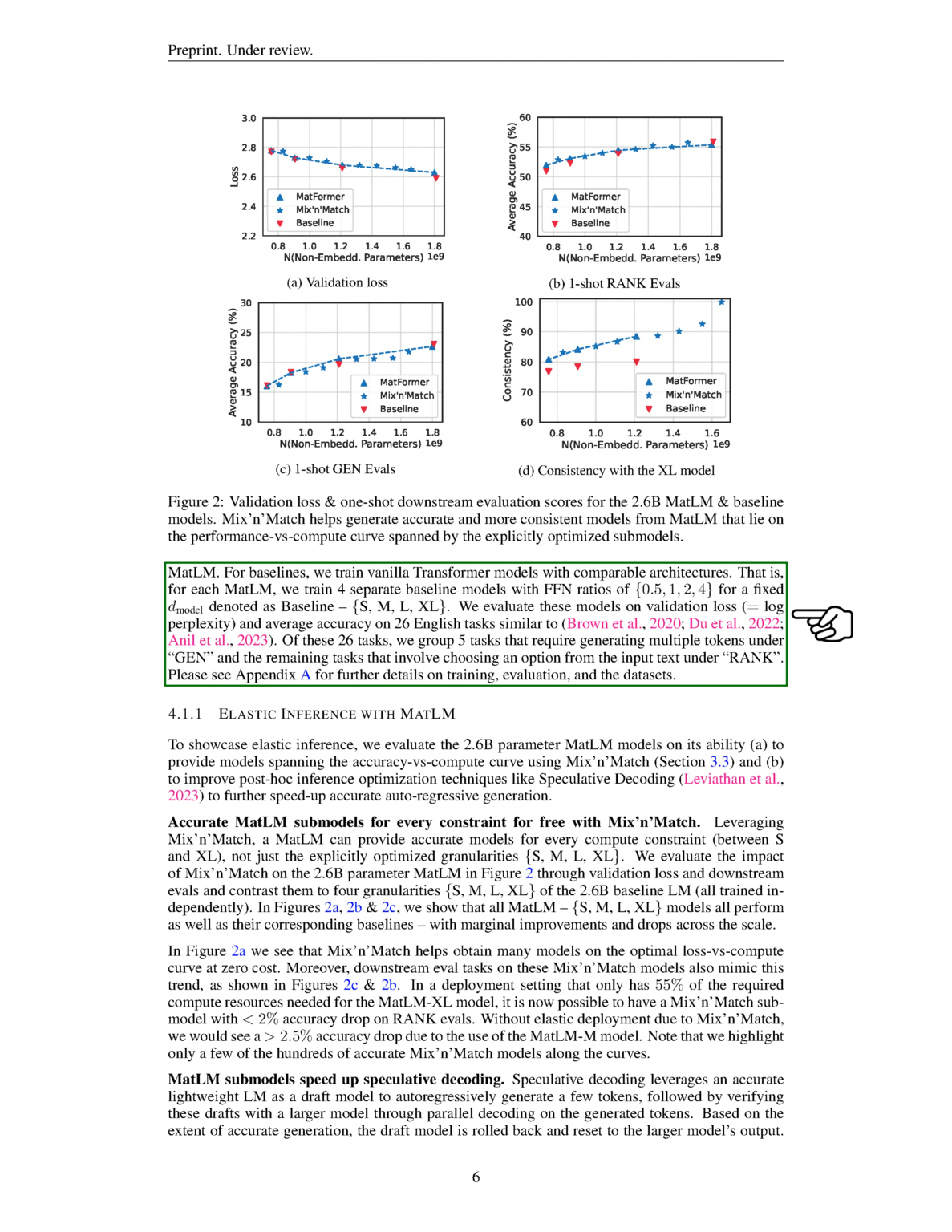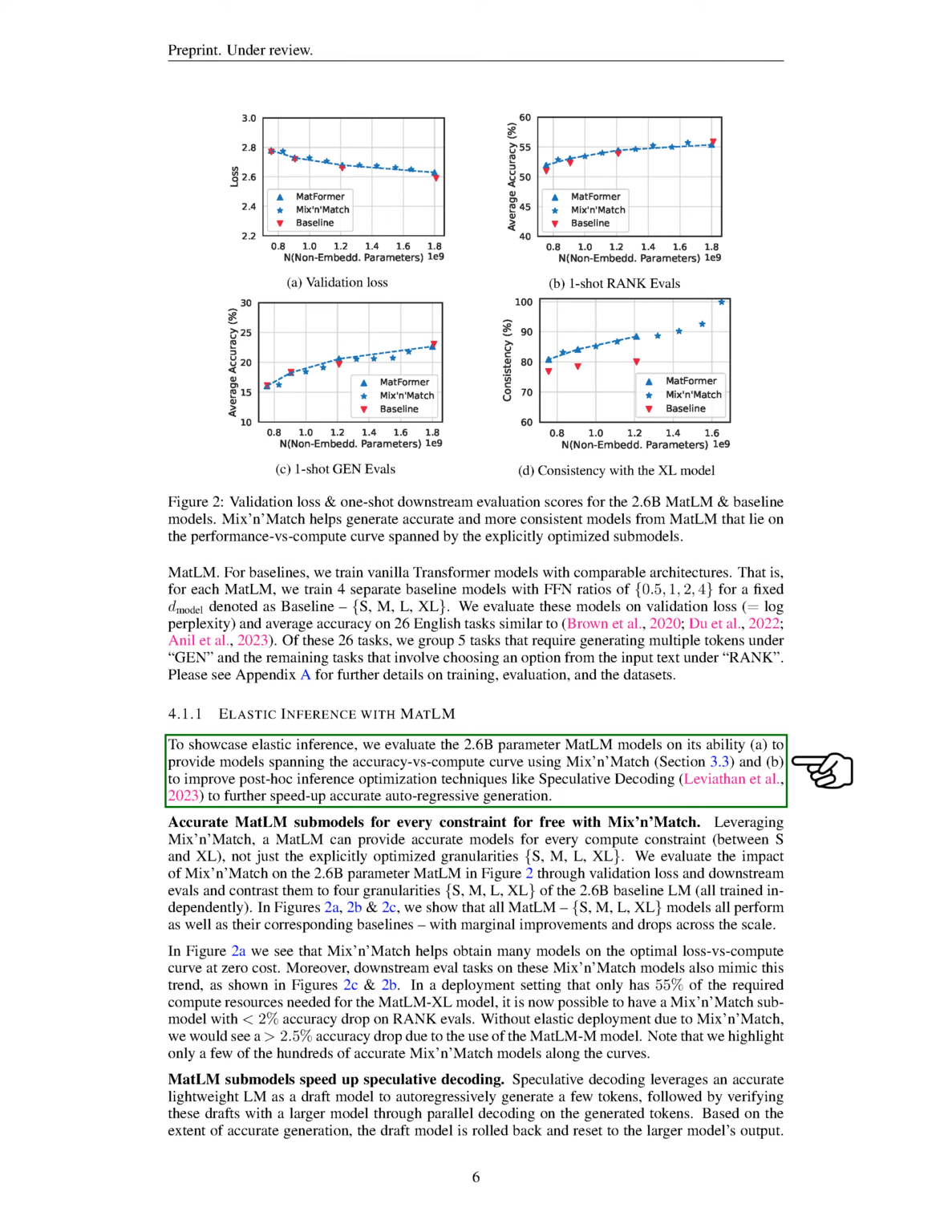For comparison, we've trained standard transformer models with similar architectures. For each MatLM, we've trained 4 separate baseline models with FFN ratios of 0.5, 1, 2, and 4. We've evaluated these models on validation loss and average accuracy on 26 English tasks. Out of these 26 tasks, we've grouped 5 tasks that require generating multiple tokens under Gen, and the remaining tasks that involve choosing an option from the input text under Rank.